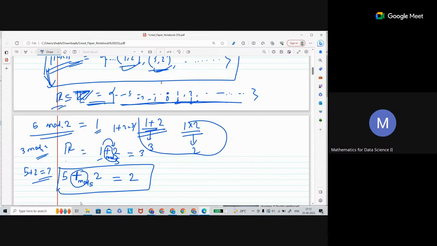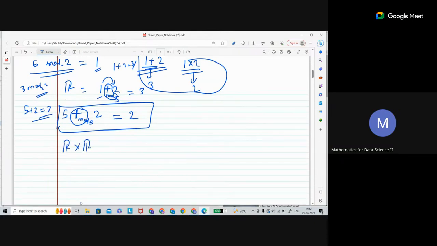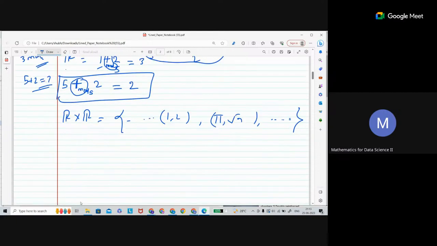The same thing is happening here. So just take R cross R. The elements will be pairs, right? It could be any, pi, any, different, root 2. So it will contain real numbers in pairs. This is it. Now I'm defining an addition here. How is addition defined? So let's say this is one element and this is another element.